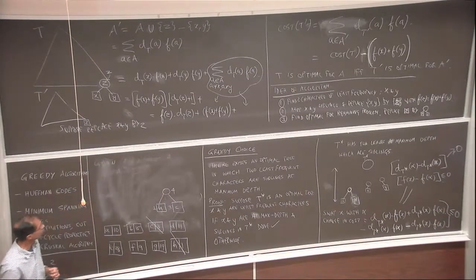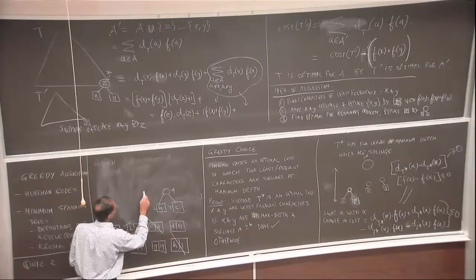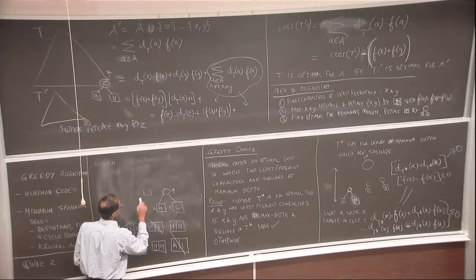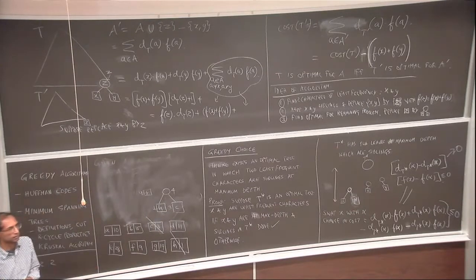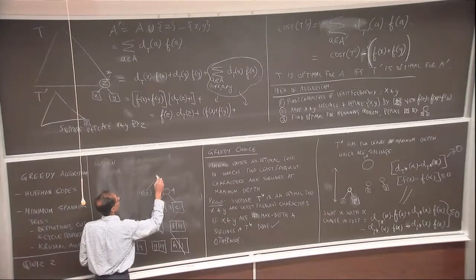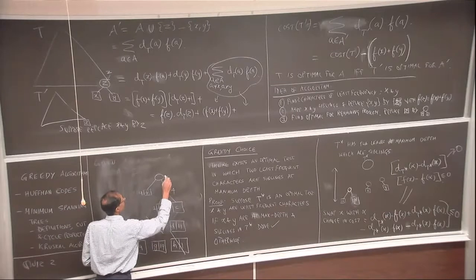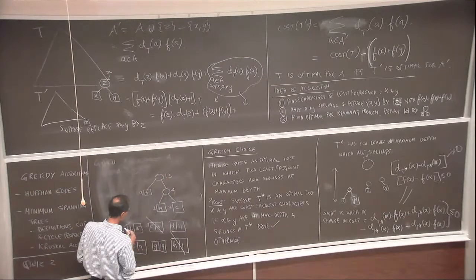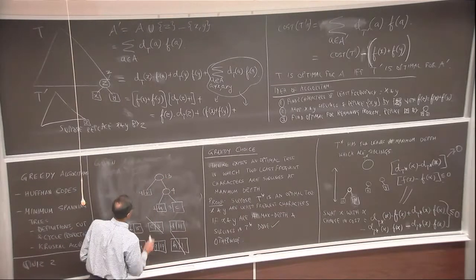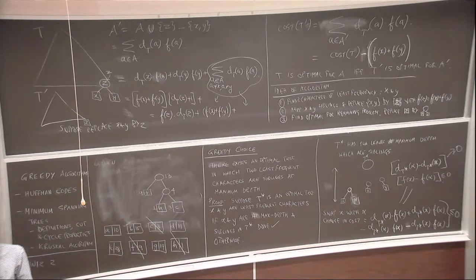So what are the next 2 characters of least frequency? 4 and 9, which is F. So I make them siblings. And if I make them siblings, I have a new character, and I'm removing F now. I have a new character whose frequency is 13.